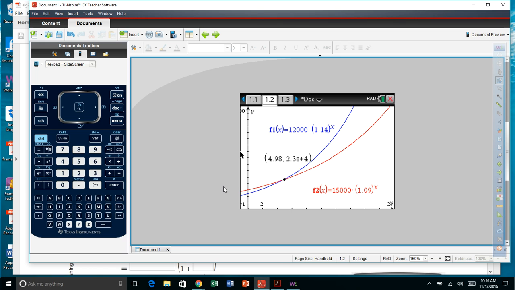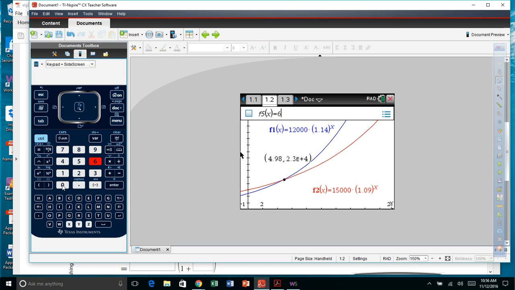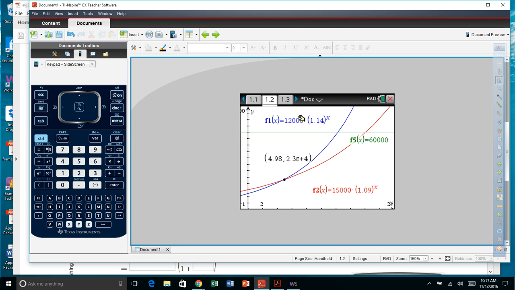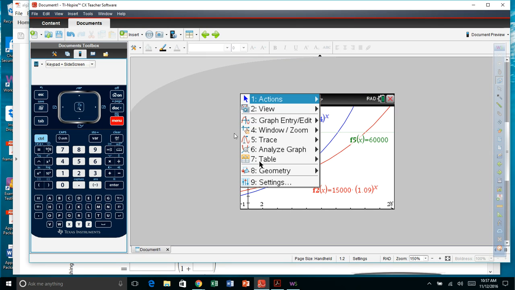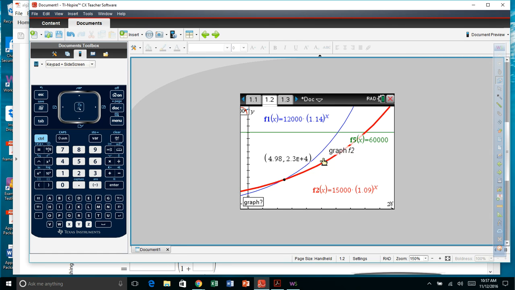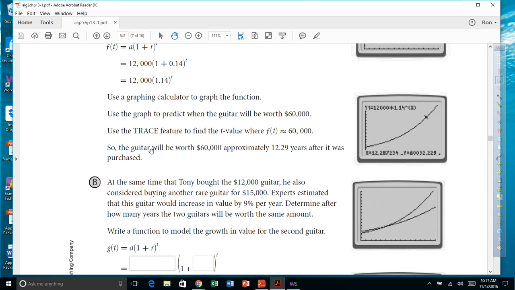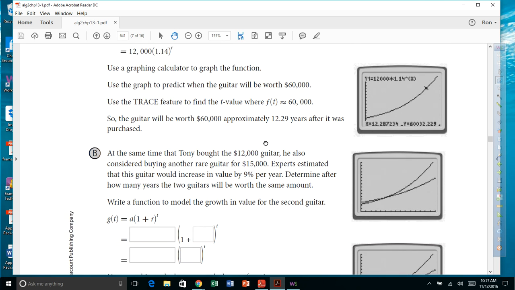Now, if I want to know when it's going to be worth 60 grand, I can press tab and put 60,123 in there. All right, so there it is. And what I'm going to do, menu 6, 4, is find the intersection between that graph and that graph. And I see here it's going to take 12.3 years. So the guitar will be worth $60,000 about 12.29 years after it was purchased.